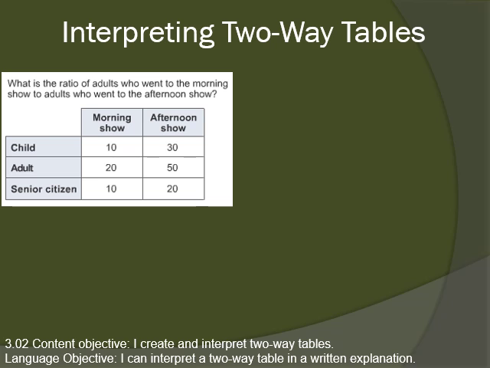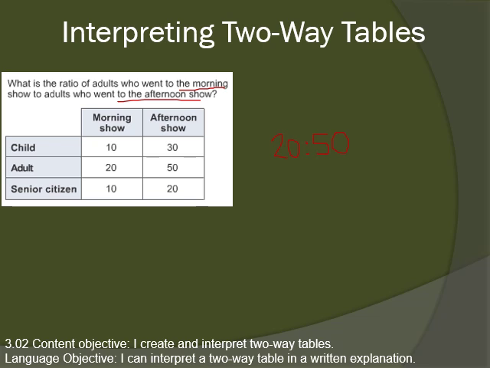Same chart. What is the ratio of the adults who went to the morning show to adults who went to the afternoon show? So remember with the ratio, we don't multiply by the 100. We're just looking at a comparison of the two. And you always go in the order that they're stated. So you go morning to afternoon. So adults who went to the morning show, that's 20, to adults who went to the afternoon show, that's 50. That's 20 to 50.